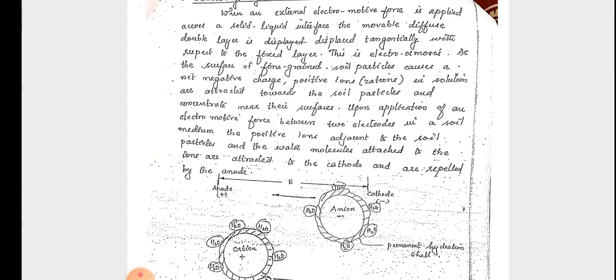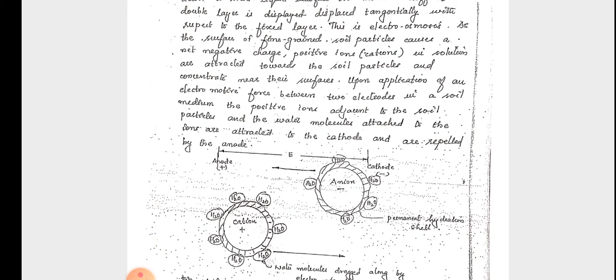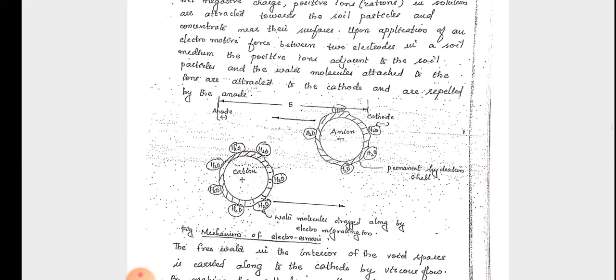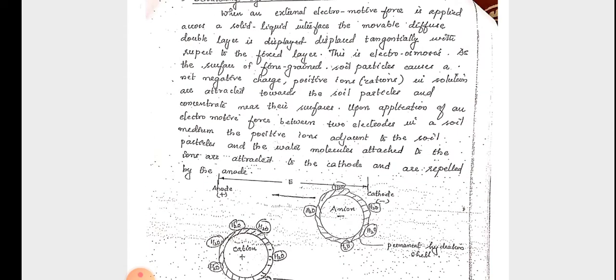Upon the application of electromotive force between the two electrodes in a soil medium, the positive ions adjacent to the soil particles and the water molecules attached to the ions are attracted to the cathode and are repelled by the anode. So this electroosmosis is suitable for fine-grained soils such as clay and silt. The surface of the clay has a negative charge, so positive ions, known as cations, get attracted towards the soil particles and concentrate near their surface.